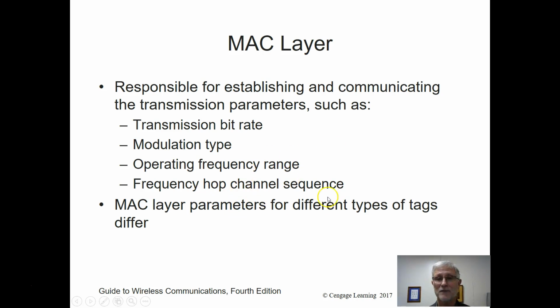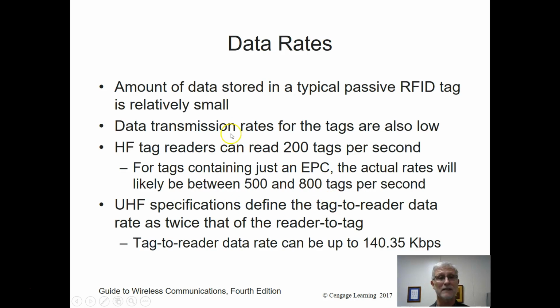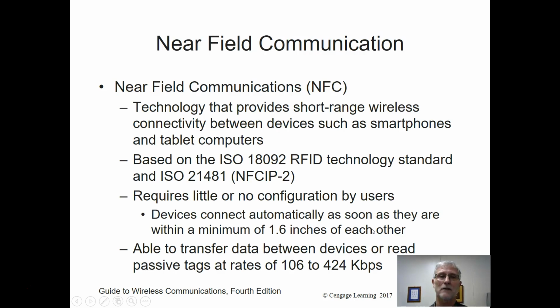So there are definitely different types of tags, and the data rates for tags change. It's basically different between the United States and Europe, so you get different regions. I can get 200 tags per second, or maybe up to 140.35. That's always interesting, getting different data rates.